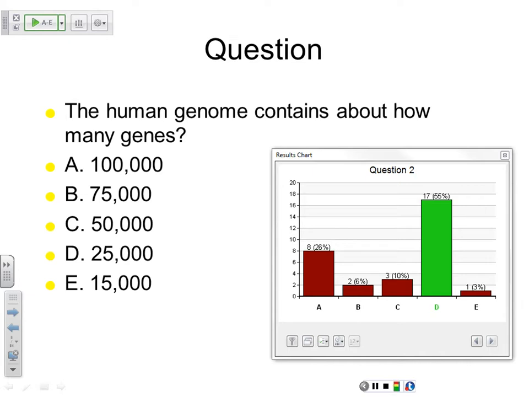A fruit fly is like that, and you can imagine us and a much smaller percent, which we will talk about in a little bit, is actually coding for proteins, the enzymes and so forth. All right, so okay, very good. So how many did we get? Oh, more than half are getting it correct. So that's good.